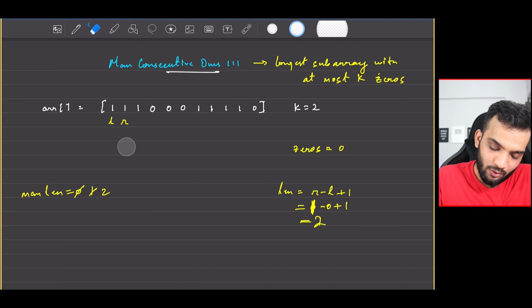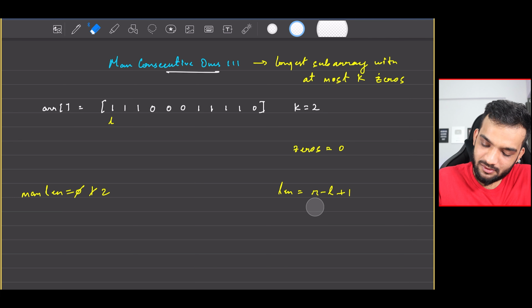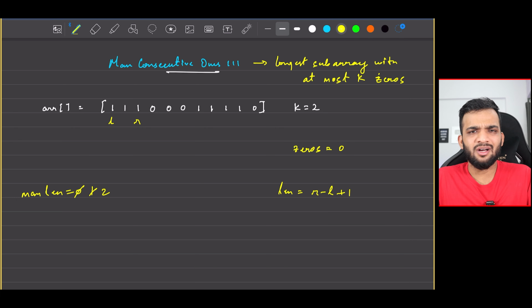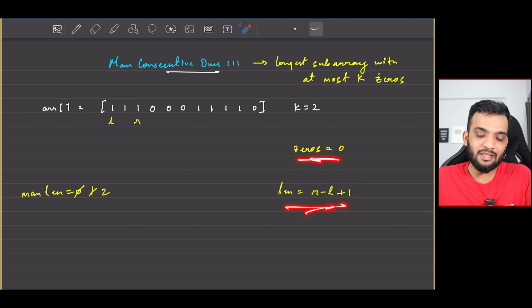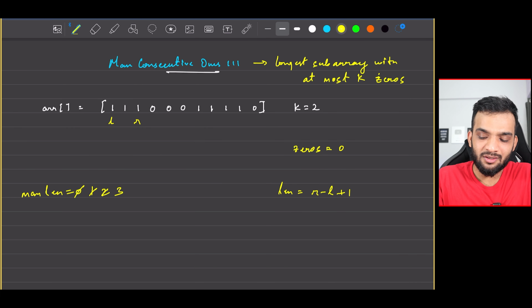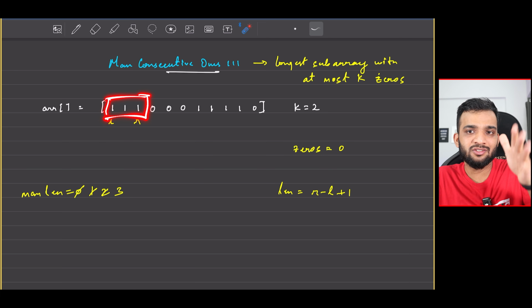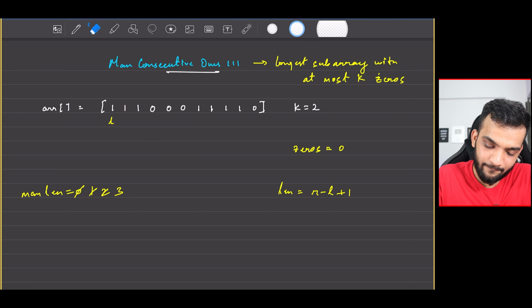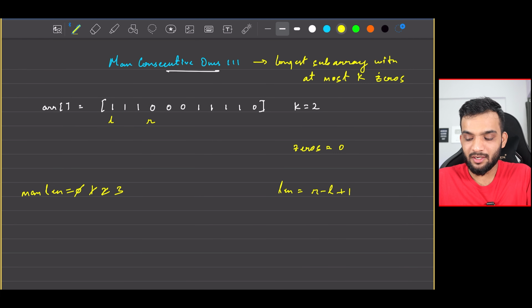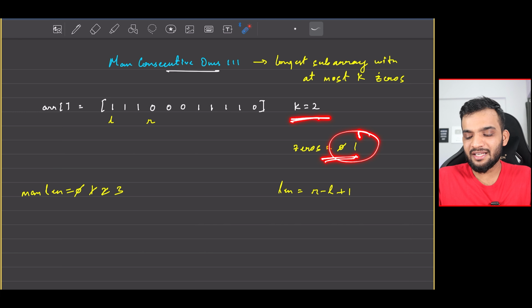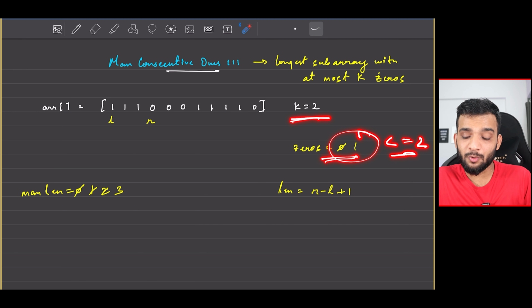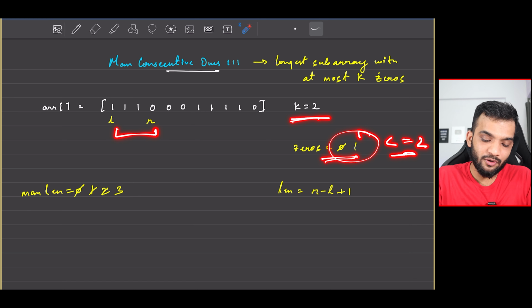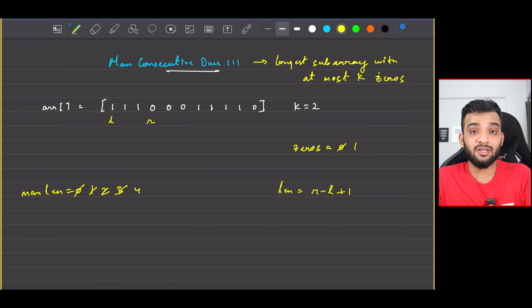Okay, let's move r now. So when I move r, I'll reach here. Again a 1. So the zeros will not be updated and the length will increase. So thereby the max length again increases. Again, makes sense because this is the subarray and it has zero zeros. So this is possible. Perfect. Let's move. This time, I'm standing at this one. So the zeros increase. But keep in mind, the zeros are still lesser than the maximum allowed. So this is possible. What is the length? The length is 4. So I can say that the max length has been updated to 4.